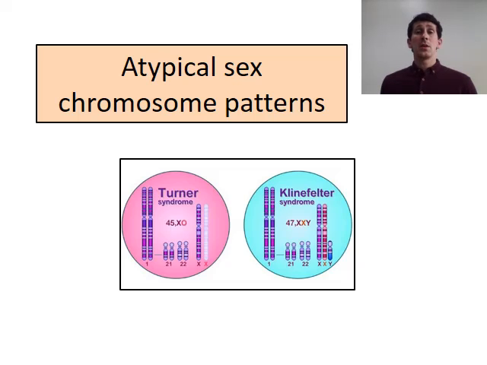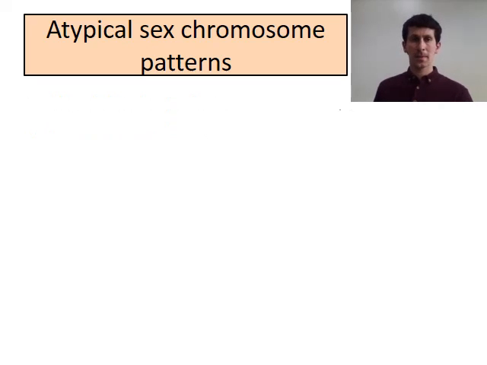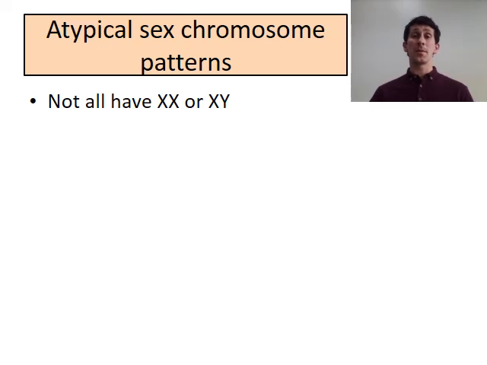So in this video we're going to be looking at atypical sex chromosome patterns. And on your specification there's two types of conditions you need to know about: Klinefelter's syndrome and Turner syndrome. So what we mean by atypical sex chromosome patterns is that not everybody has XX or XY chromosomes.